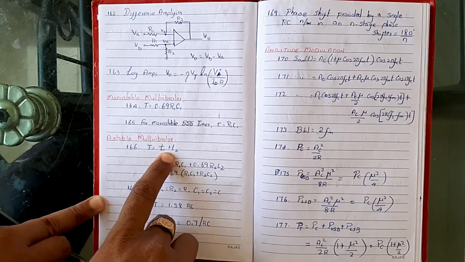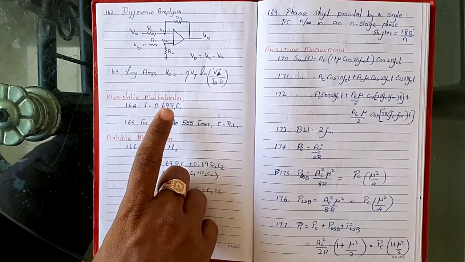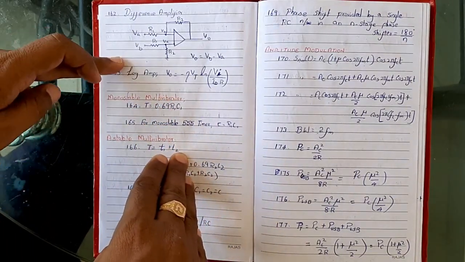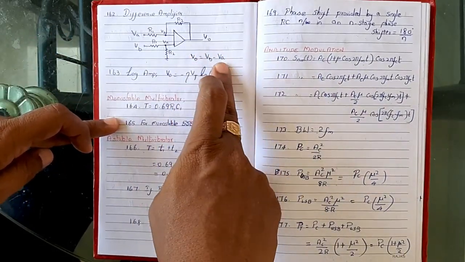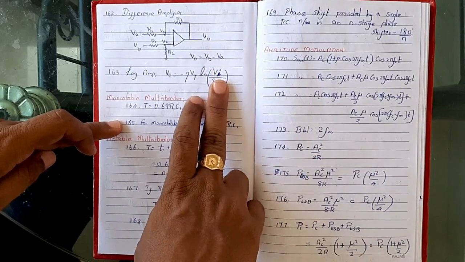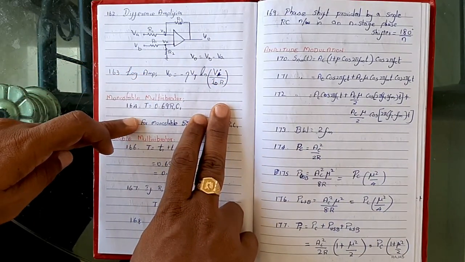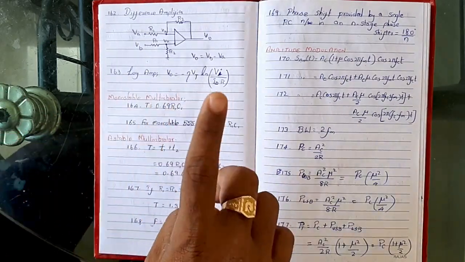For monostable multivibrator, there will be only one stable state. So when the switch is activated, the output goes to the unstable state and returns back immediately to the stable state. Okay, so that is monostable multivibrator. So only one stable state.